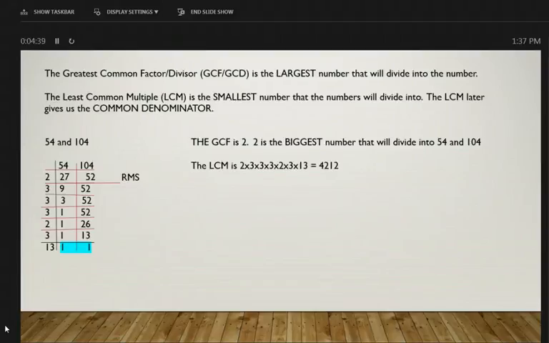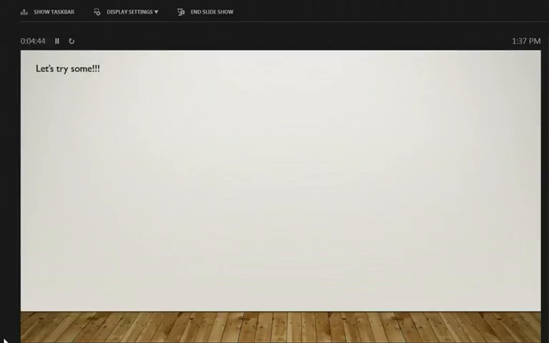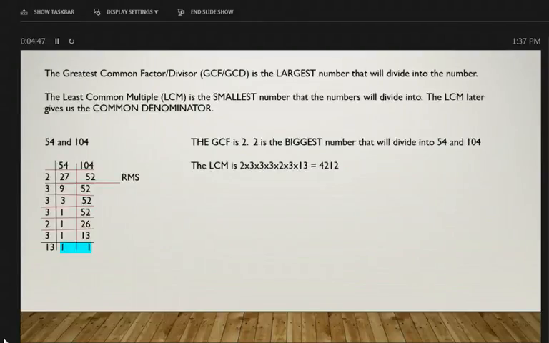It's 13 times, let's see how many 2's we got. That's supposed to be a 2, sorry. How many 2's we got? 1, 2, 3. So 2 to the third power times 3 to the third power times 13. And I think I got too many 3's up there. So somebody do that for me. What do you get?